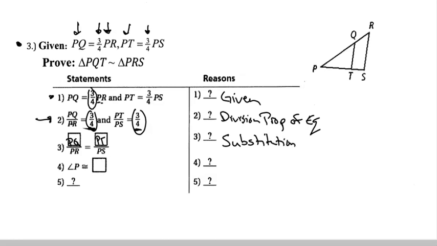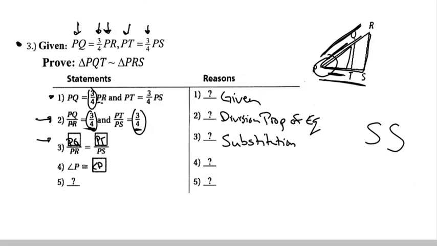Now, what did I just do? I just showed that two sets of sides were going to be proportional. So I showed that this side over that side equals this side over that side. So I have two S's now. We also know if we're talking about this triangle and this one, that that angle is shared. So angle P is congruent to angle P. That would be which property? Reflexive prop.